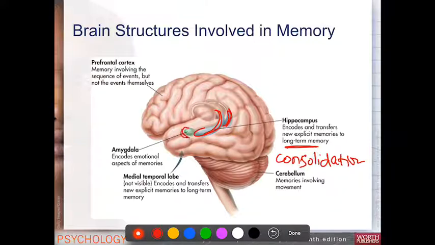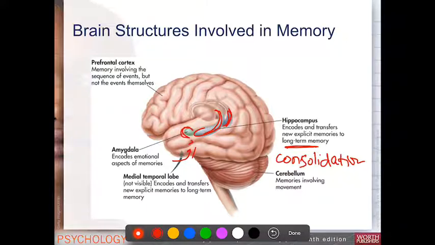The amygdala is important for emotion and the emotional aspects of memory, the feelings that you get when you think about memory. The under part of the medial temporal lobe, which you'd have to go up under the brain to see, is important for encoding and transferring those long-term memories. Also a part of the hippocampus area. The cerebellum is important for movement. It's important for procedural memories.